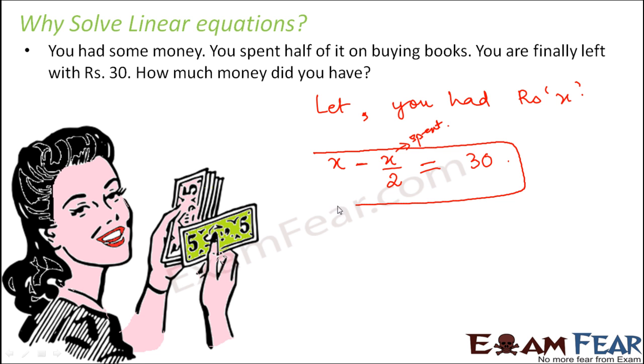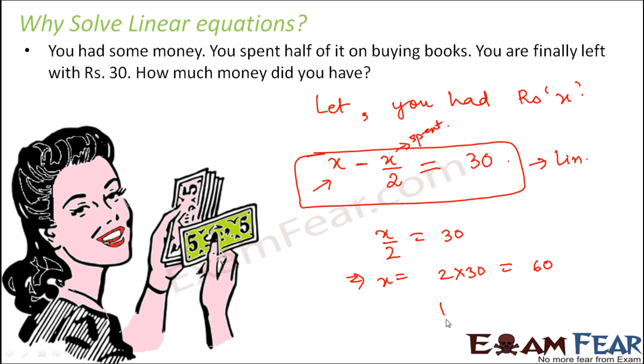So basically, this is nothing but a linear equation in one variable. And we already learned how to solve a linear equation in one variable. So let us try to solve this equation. Only then we will be able to calculate the value of x. So when you try to solve it, x by 2 is equal to 30, or x is equal to 2 into 30, which is equal to 60. So that means you had rupees 60.